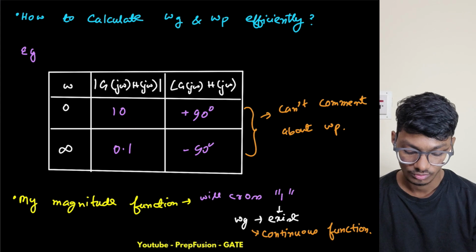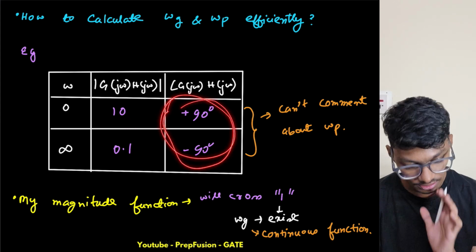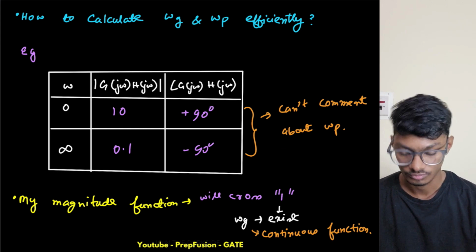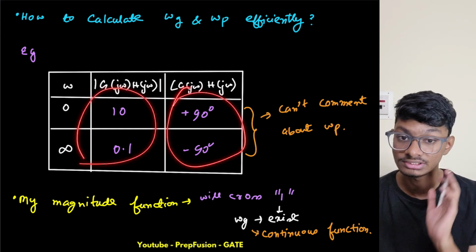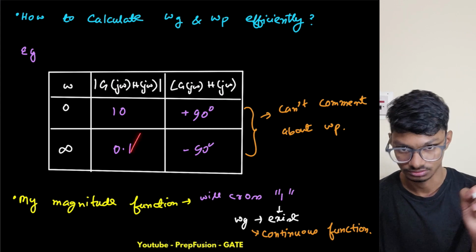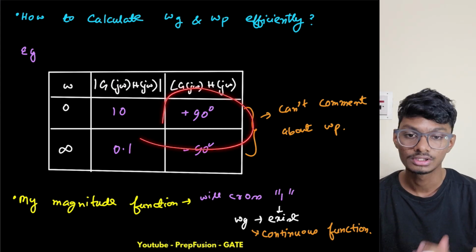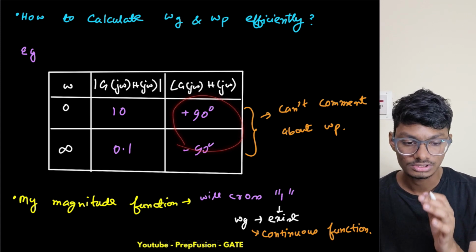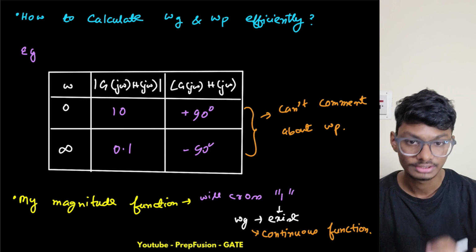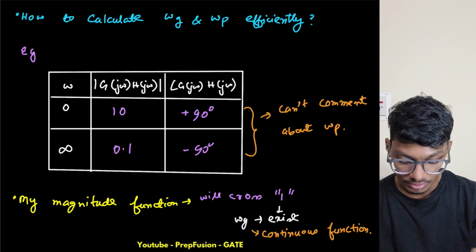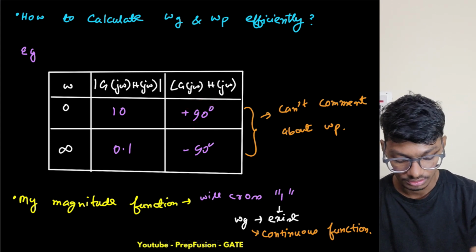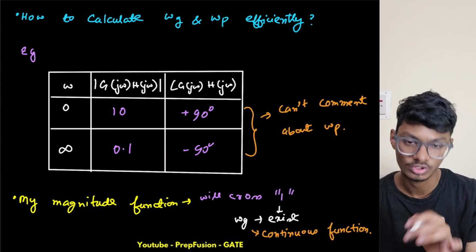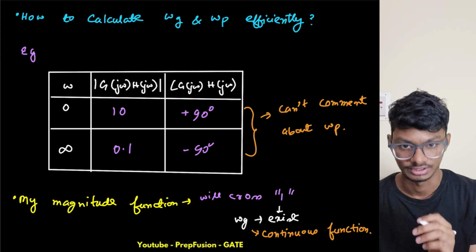That's why here I cannot surely say that omega p will exist or not. I can surely say that omega GC will exist. Here I cannot surely say whether omega PC, the phase crossover frequency, will exist or not, because there may be some condition where from plus 90 it goes to minus 180, then it may come back to plus or minus 90. It may so happen. We'll see a few examples, there you will understand.